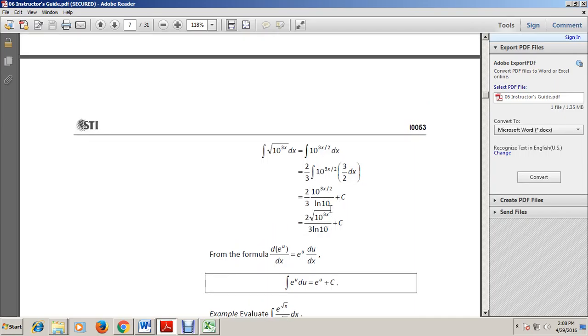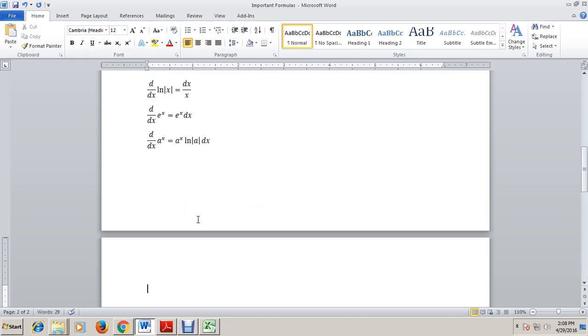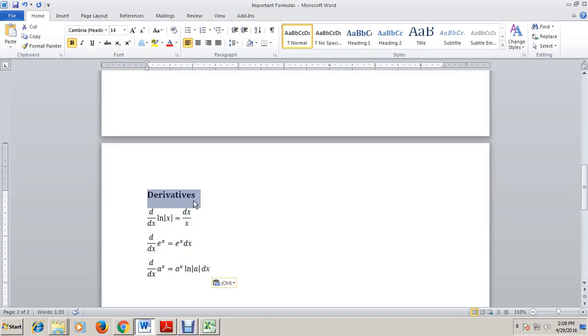Okay, so the transition formula here is actually the integral of the form 10 raised to u, du. If you're going to write that down, you need not worry. I'll be giving you a copy of this document, Important Integrals.